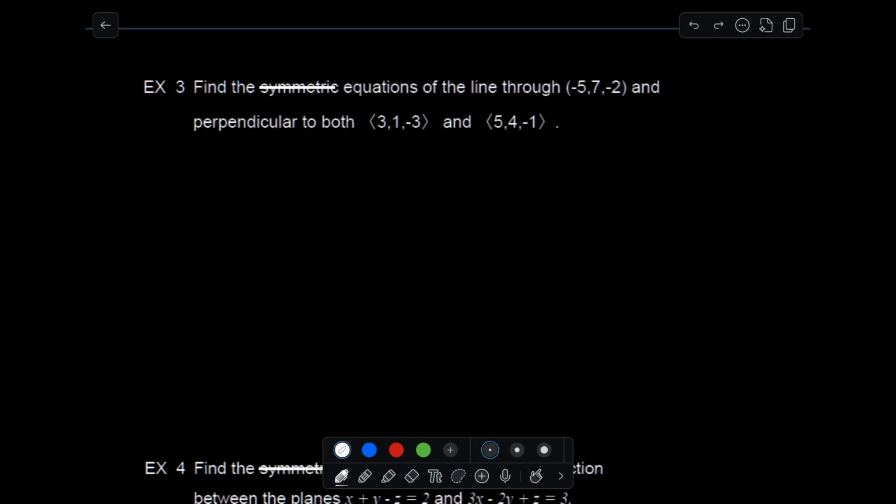And one little hint before you pause the video and try to solve this: when we're given something that's perpendicular to two separate vectors, the operation we would use is the cross product, because the cross product from 11.4, when we went over that, talked about how vectors in 3D space, if you cross them, you get a perpendicular vector.